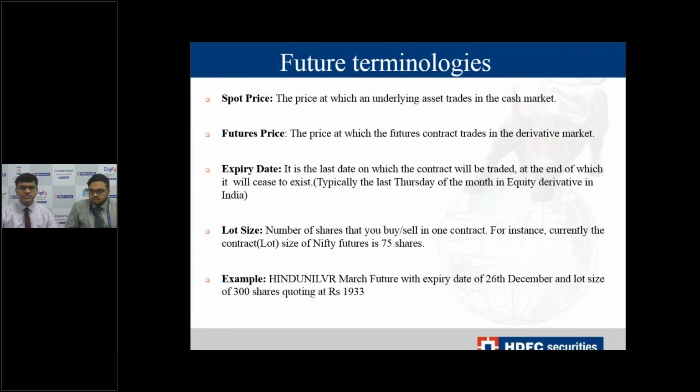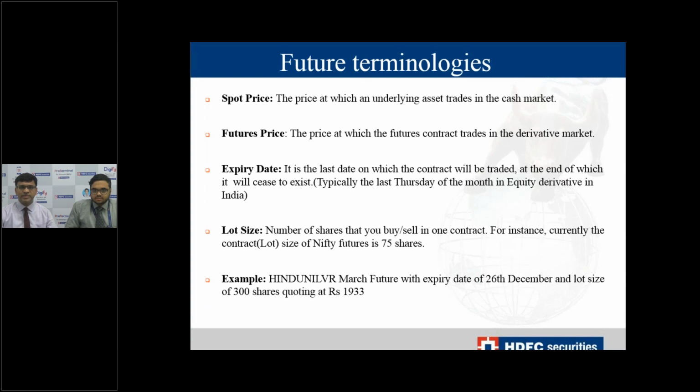Now, there are various terms that are used in the future market. The first one is the spot price. This is the price at which the underlying asset trades in the cash market. And then we have the futures price. This is the price at which the trader has bought the futures contract in the derivative market.